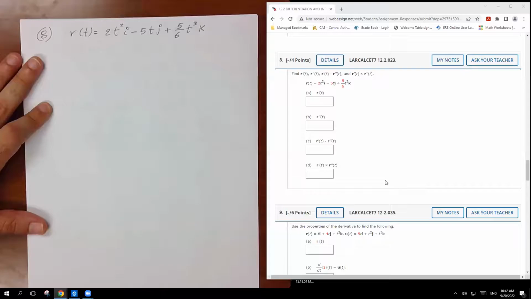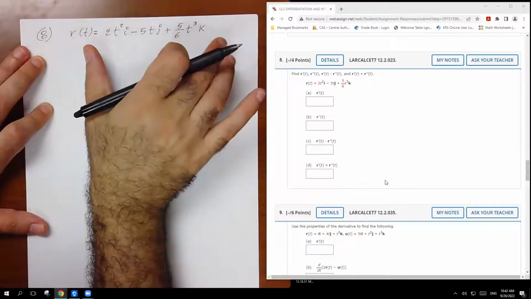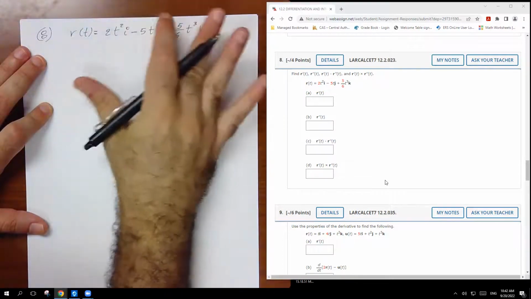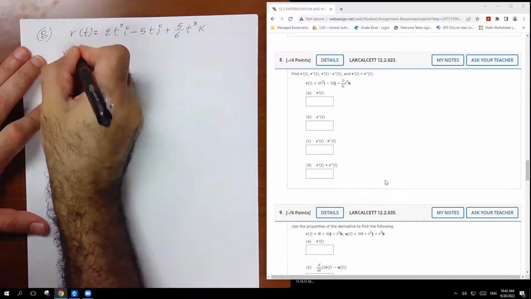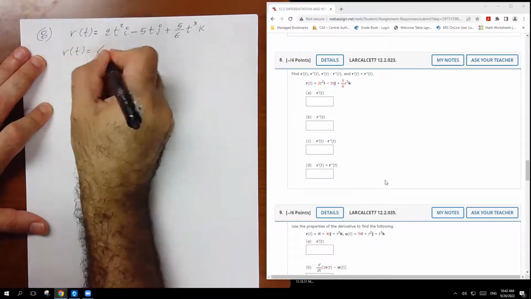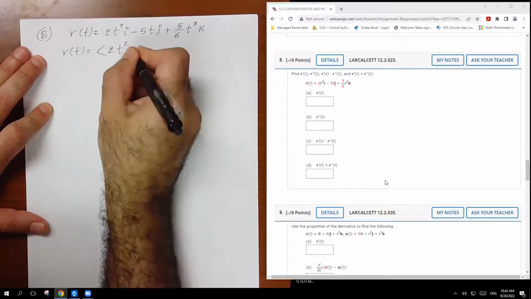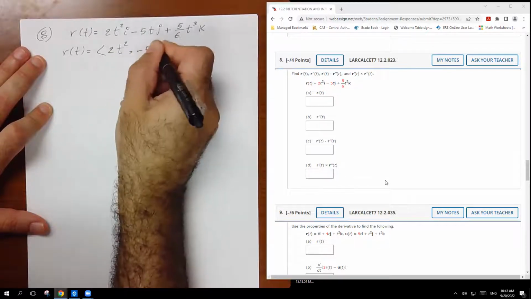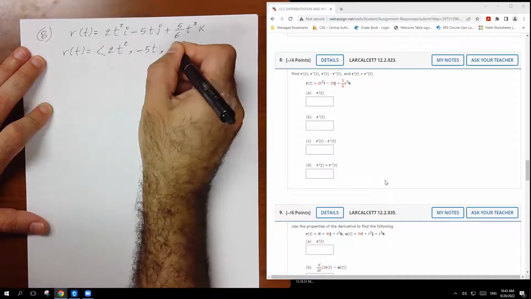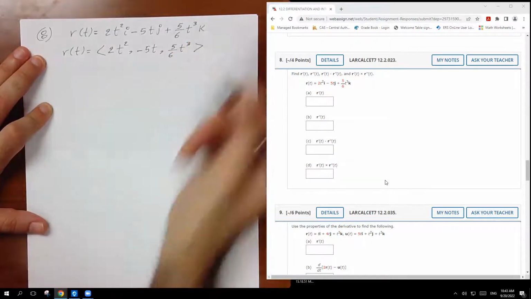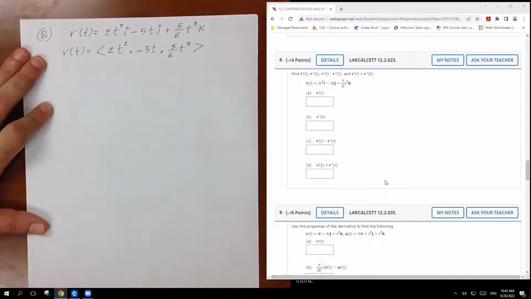This is my way to solve this example. I feel like it's easier to work with the component form. If you want to keep the ijk, it's fine. So r of t is going to be 2t squared and negative 5t and 5 over 6 t cubed. 5 over 6 t cubed, yeah, that's right.